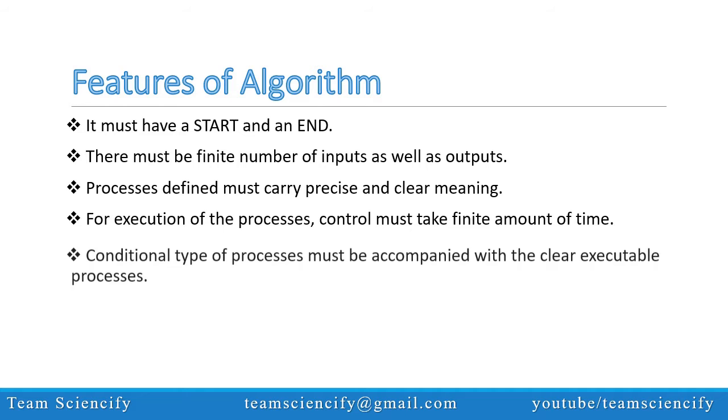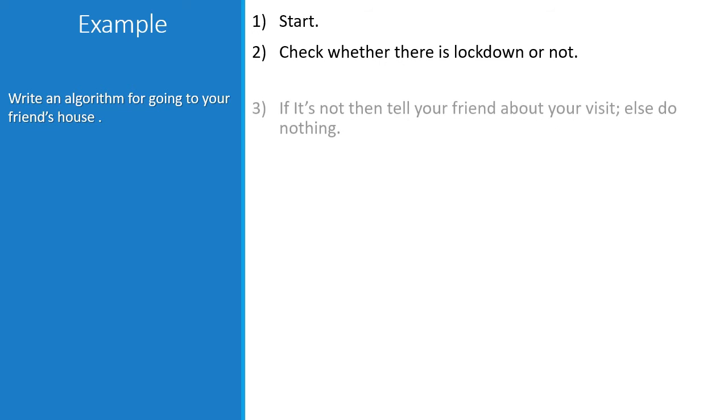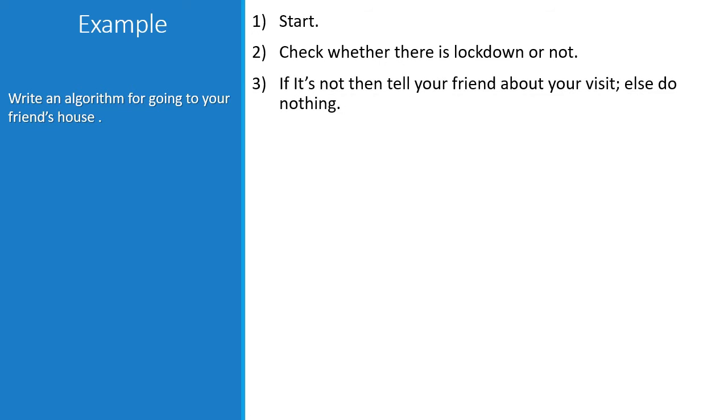Here, let's try to understand how to write an algorithm with the help of a non-technical example. Write an algorithm for going to your friend's house. So there are a few steps which you have to follow. Step 1. Start. Step 2. Check whether there is a lockdown or not. Step 3. If there is not, then tell your friend about your visit. Else, do nothing.